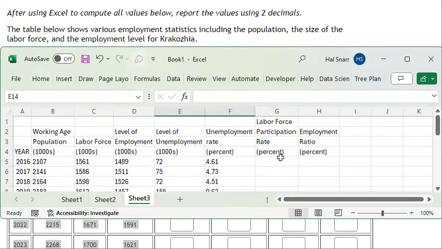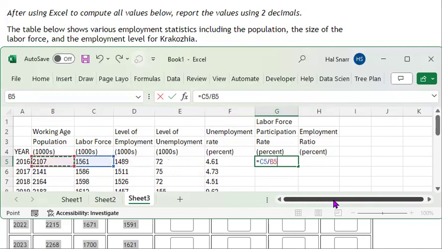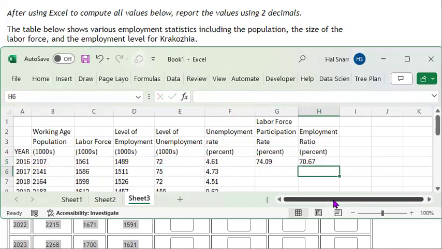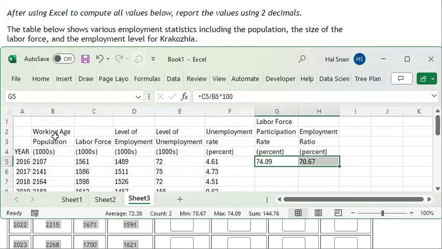Now, the labor force participation rate, that is equal to the size of the labor force divided by the working age population. The employment ratio is the employment level divided by the working age population. So both of these here divide by the working age population, right?